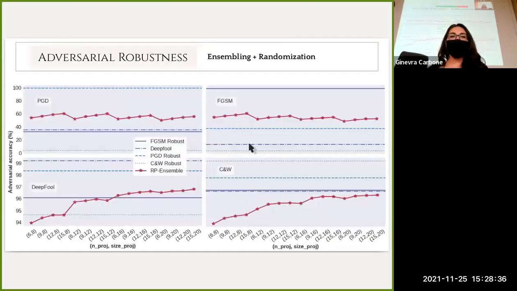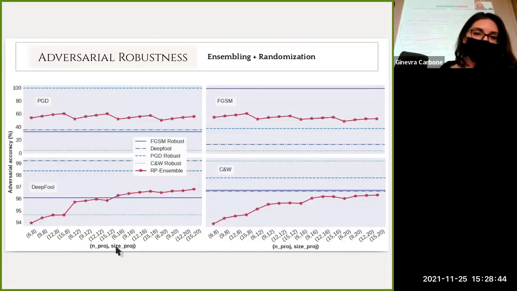Yes, so for example, this is the RP ensemble on a high number of combinations of number of projections and size of each projection. So the answer is we tried multiple combinations. And this is what we saw.